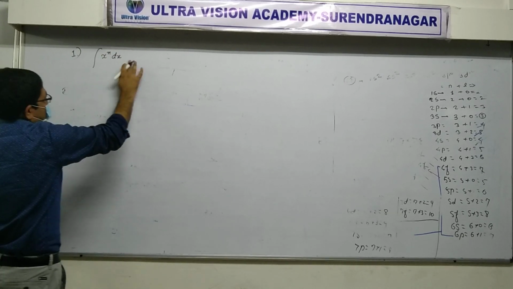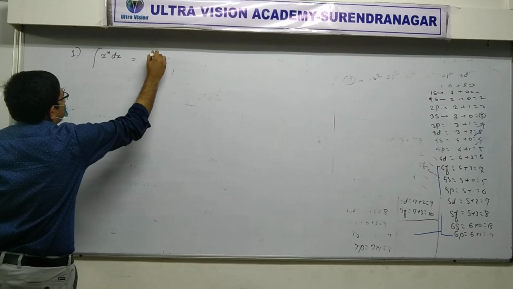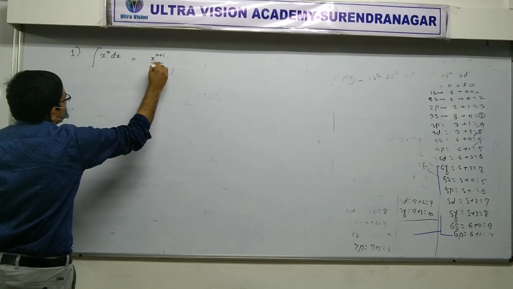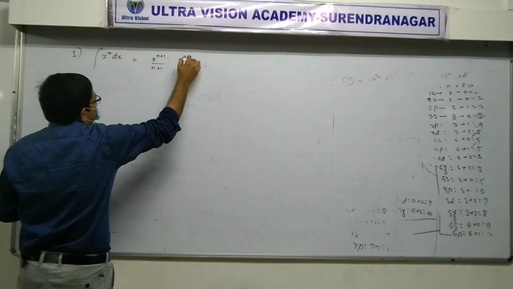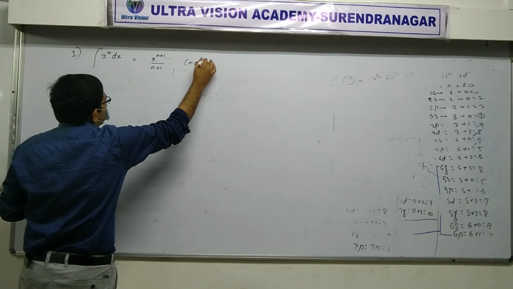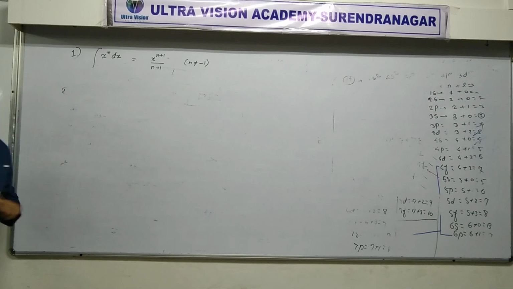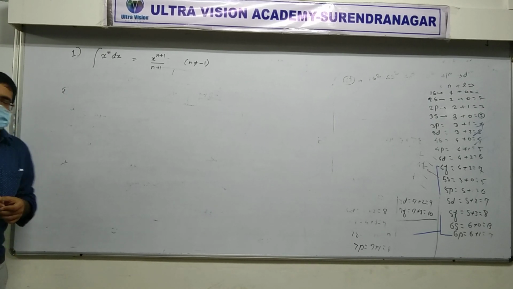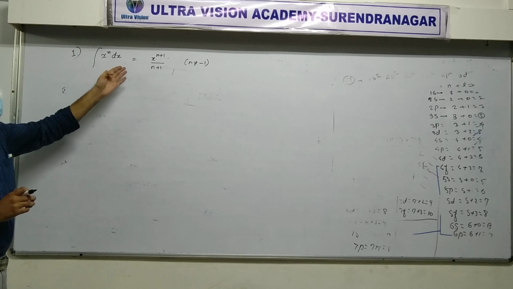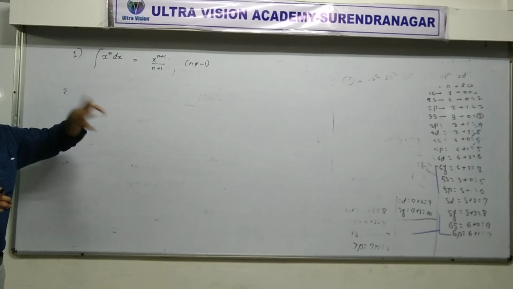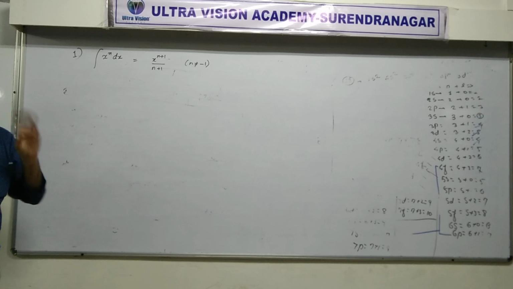Integration of x raised to n dx is equal to x raised to n plus 1 upon n plus 1, and this is to be used if n is not equal to minus 1. This is actually the same rule that we had in differentiation. In fact, all the rules are the same, only reverse formula, that's it.